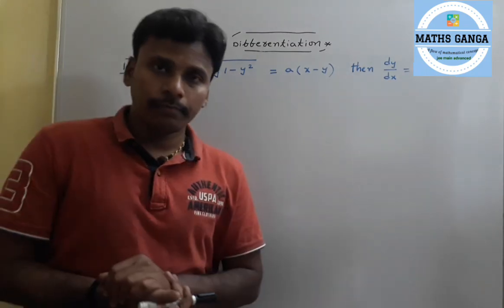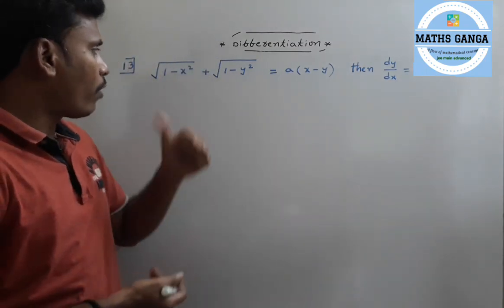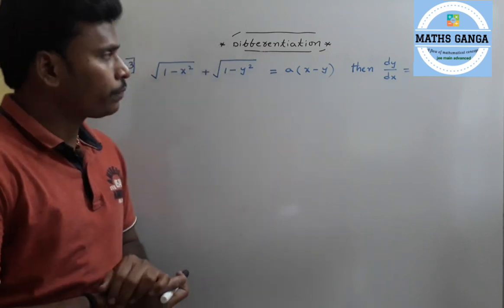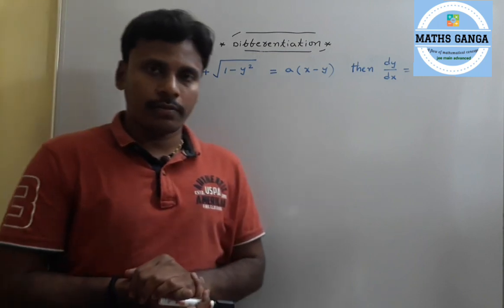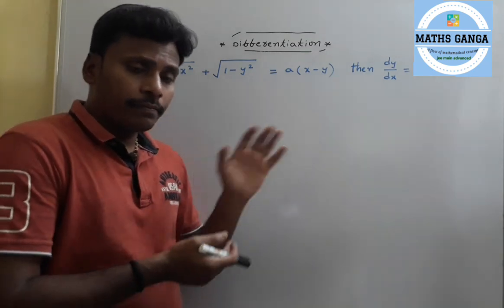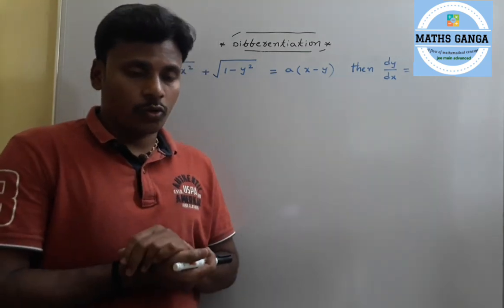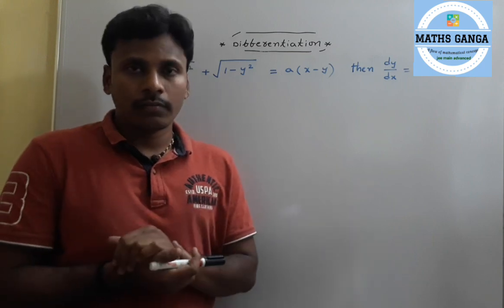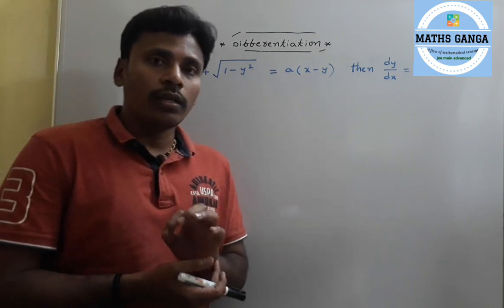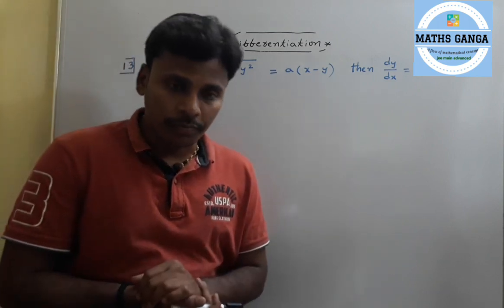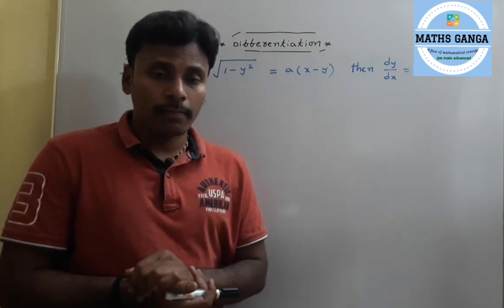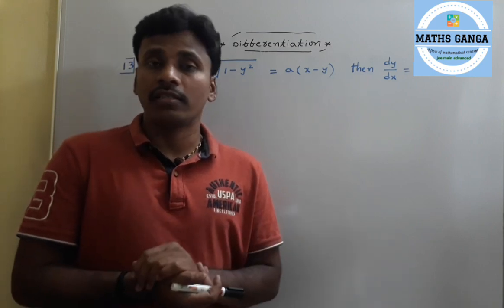So the next problem, 13th one. Root of 1 minus x square plus root of 1 minus y square is equals to a into x minus y. We need to calculate dy by dx. Just directly by applying differentiation with respect to x and on simplification, we will get dy by dx. That's the one way. And the other way is with a proper suitable trigonometric substitution. And that trigonometric substitution simplifies our work and it is easy to find dy by dx in this way.